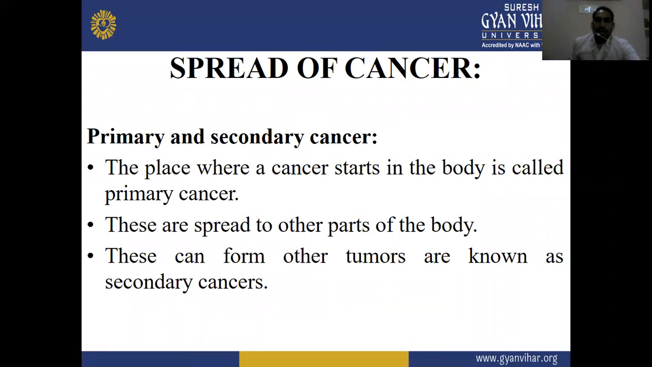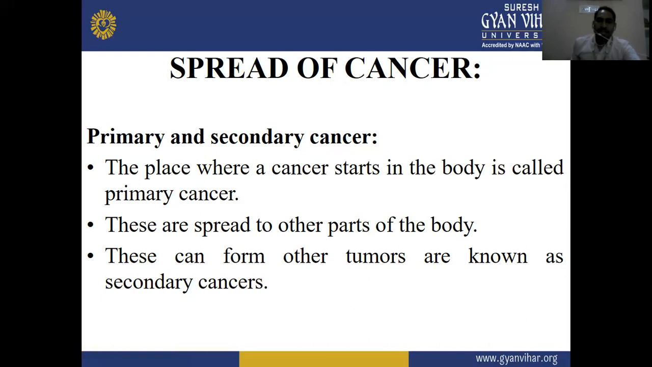Next one is the spread of cancer. The primary and secondary cancer. First of all, the place where a cancer starts in the body is called the primary cancer, and it can spread to other parts of the body. It can form other tumors, also known as secondary cancer.